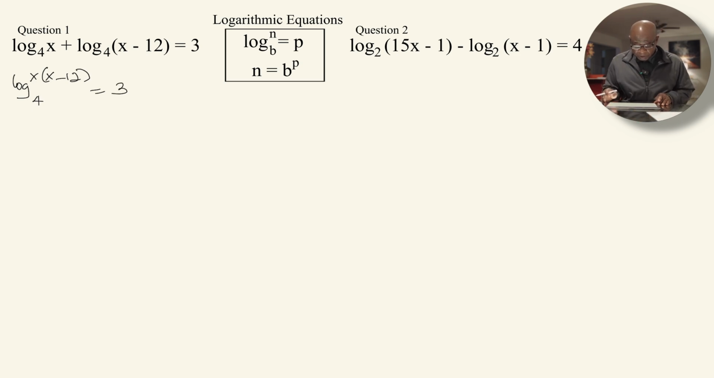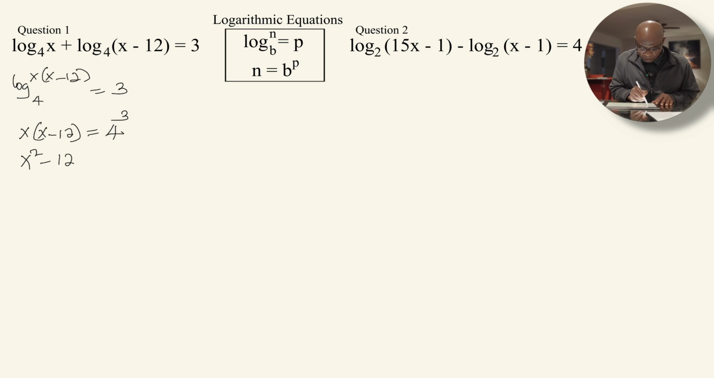So now using our definition of a log, that means x minus 12 is 4 to the power 3. This is our number, this is our base, and this is our power. So we're going to use the distributive property to expand this. This becomes x squared minus 12x is equal to 16, or rather 64. 4 to the power 3 is 64.